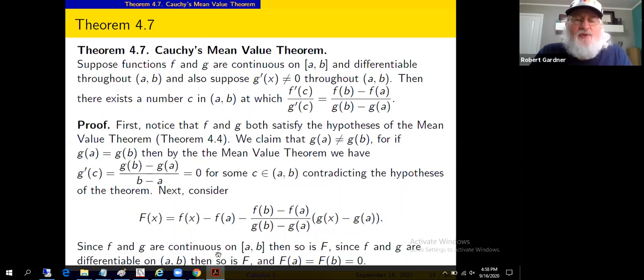We said f and g were continuous on the closed and bounded interval, A to B. So capital F is continuous on that interval as well. It's a sum of those two, effectively. There's a couple other terms floating around, but it's a sum of those, and a sum of continuous functions is continuous. F and G were said to be differentiable on the open interval. So capital F is differentiable on that open interval, because all I have to do to differentiate capital F is differentiate the right-hand side.